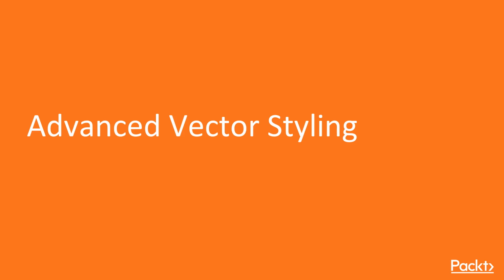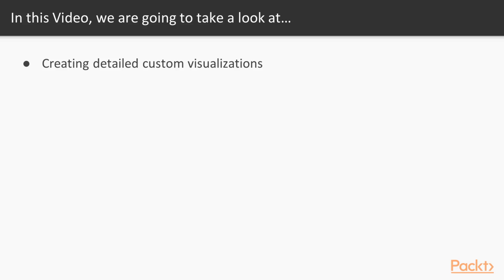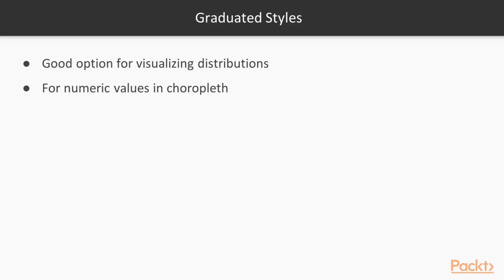Now we move on to the first video of this section that deals with advanced vector styling. In this video, we're going to create detailed custom visualizations using different types of styles like graduated styles, categorized styles, and so on. So let's start our journey by creating a graduated style. Graduated styles are great for visualizing distributions of numerical values in choropleth or similar maps.